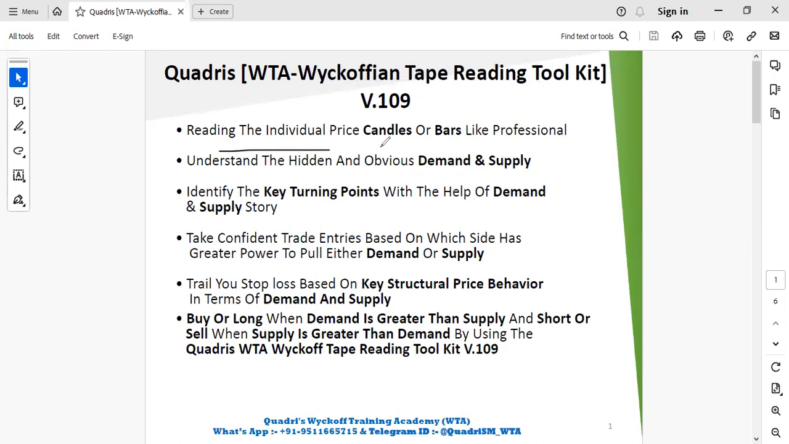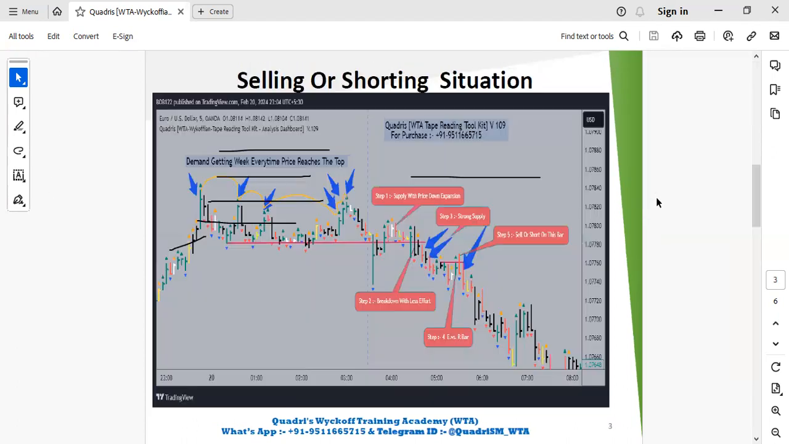First thing, reading individual price candles or bars like a professional. Understand hidden and obvious demand and supply. Identify key turning points with the help of the demand and supply story. Take confident trade entries based on which side has a greater power to pull, either demand or supply. Trail your stop loss based on key structural price behavior in terms of demand and supply. Buy or long when demand is greater than supply, or short or sell when supply is greater than demand, by using my toolkit. This is the first thing.